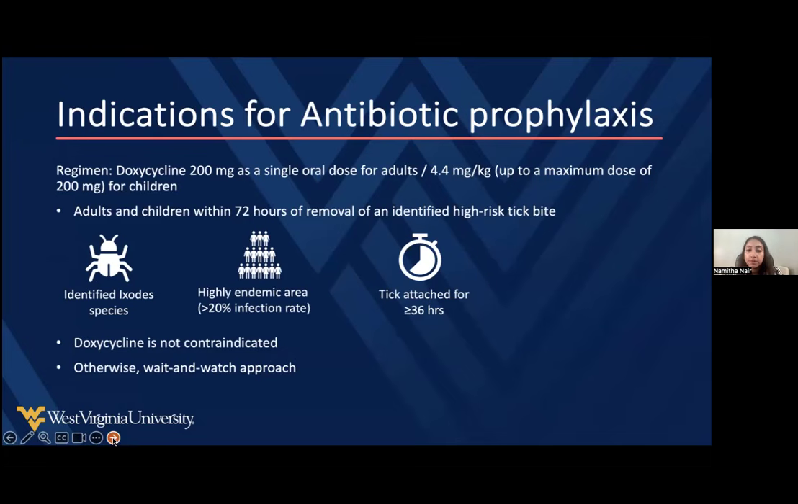So if you have these features, and it's been within 72 hours of removal of the tick bite, you can go ahead and give antibiotic prophylaxis. Usually it's doxycycline, 200 milligrams as a single dose for adults, and 4.4 milligrams per kilogram for children. Now, if doxycycline is contraindicated, do not give any other alternative antibiotic as prophylaxis. In that case, you would just do a wait and watch approach.